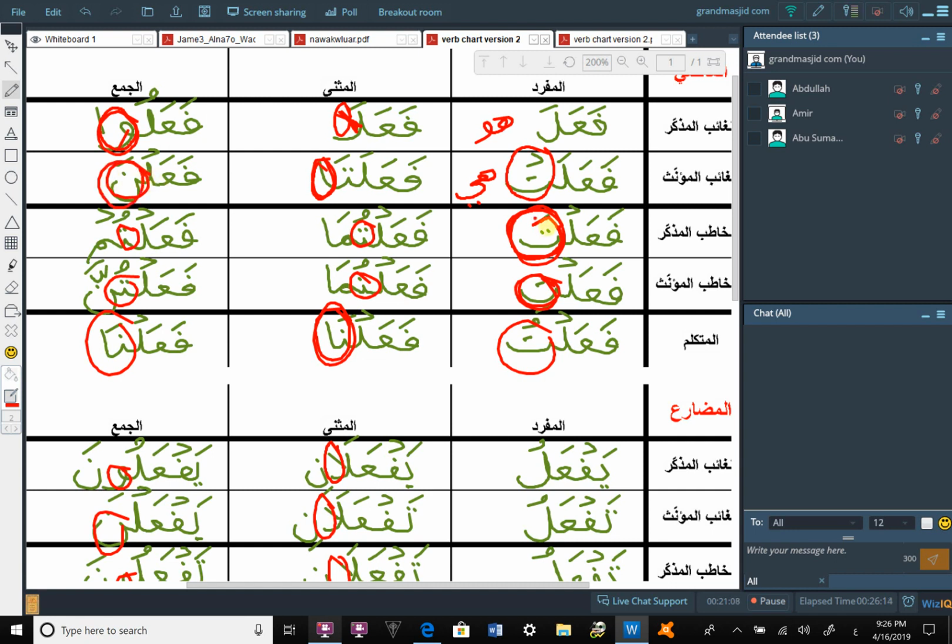Fa'alna, noon al-niswa. Fa'altu, the ta. Fa'altuma, the ta. Fa'altum, ta. In general we're going to say tuma or tum or tunna, but the ta is the sign of it here. Fa'altu, fa'alna. We know what all our fa'ils are. The only ones that are hidden are these two, concealed. Everyone else in the past tense verb is seen, obviously. Fa'ala, mustatir taqdiruhu huwa.